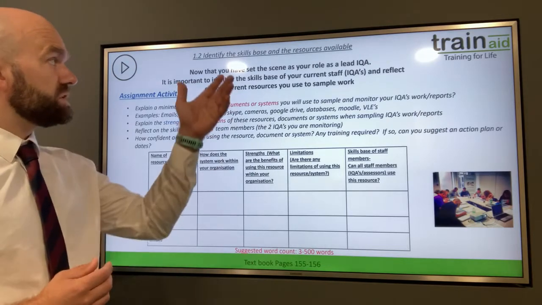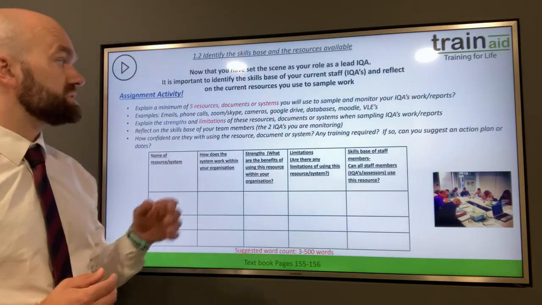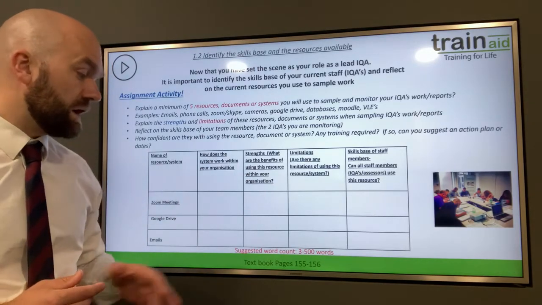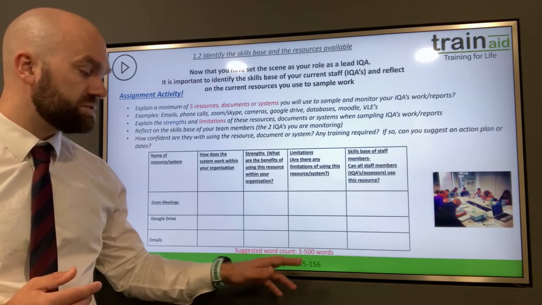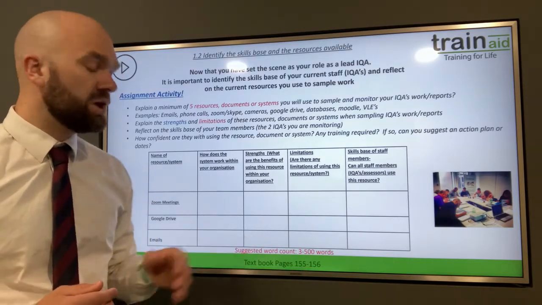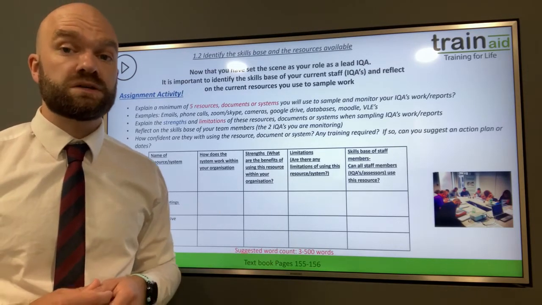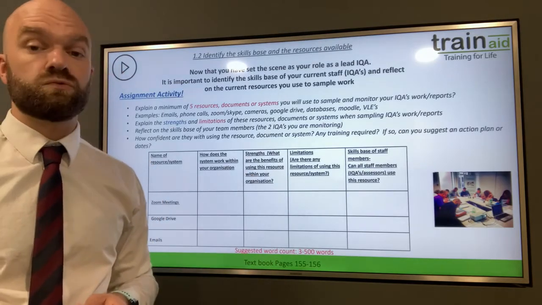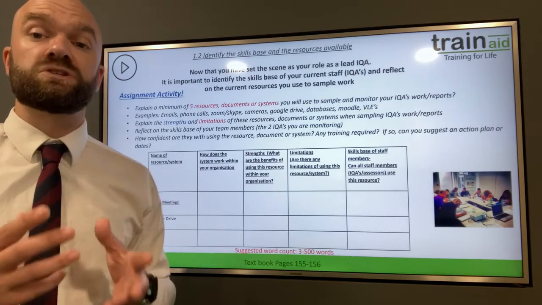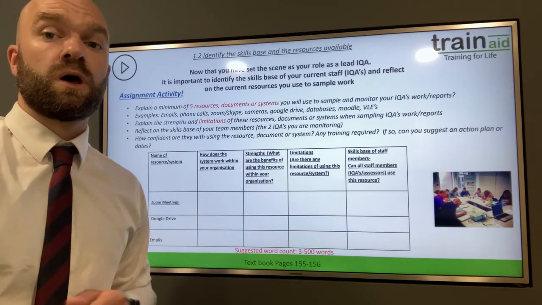Okay, so for this criteria, we would like for you to reflect on any 5 different resources, documents or systems here. You can, of course, fill out the table. Do have a look at pages 155 to 156. In terms of a rough word count, we're looking for between 300 to 500 words here, okay? Do ask your IQAs for their opinions, okay, on what resources and technologies they feel they are particularly strong at, and whether there are any that they feel they need some help and guidance with.